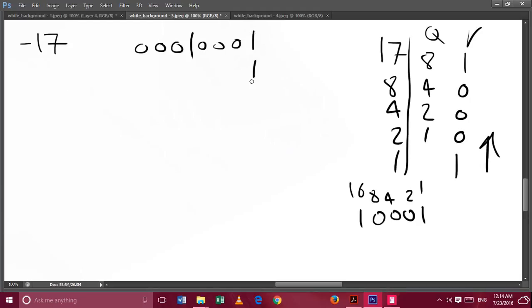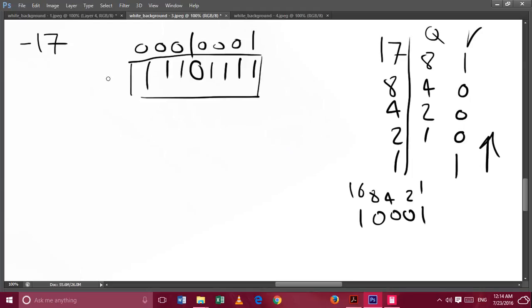Fortunately, 1 is the very first bit, then we reverse the order of the remaining bits. So 0 becomes 1, 0 becomes 1, 0 becomes 1, 1 becomes 0, 1, 1, 1. That's it. So this right here equals minus 17 in 2's complement, 8 bits notation.